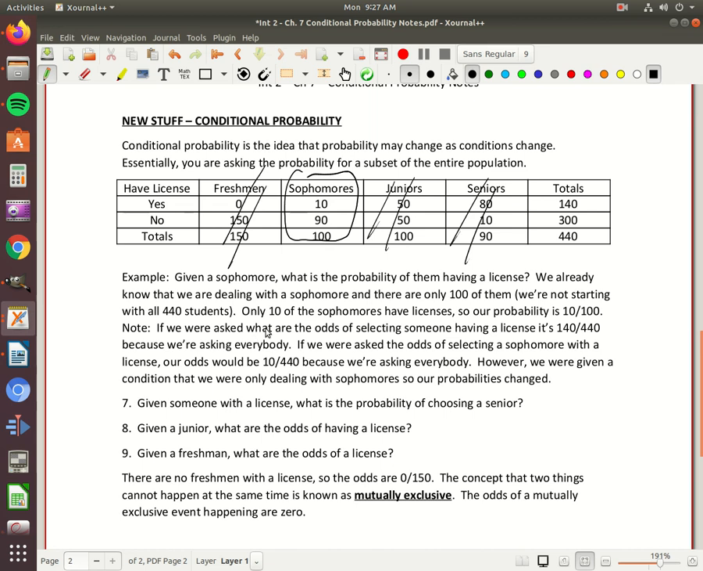Now, if we asked what are the odds of selecting someone having a license, just in general, it's 140 out of 440. If we asked what are the odds of selecting a sophomore with a license, it would be 10 out of 440, because we'd be asking everyone, and we'd have to pull both a sophomore and someone with a license. However, we're given a condition. We know we're dealing with a sophomore. What are the odds that the sophomore has a license?